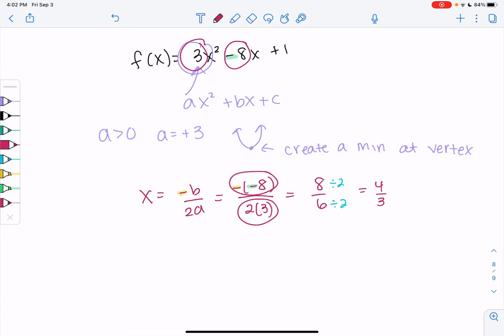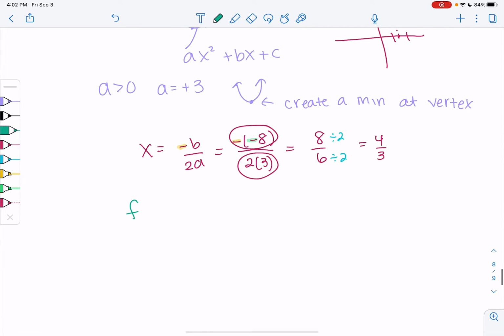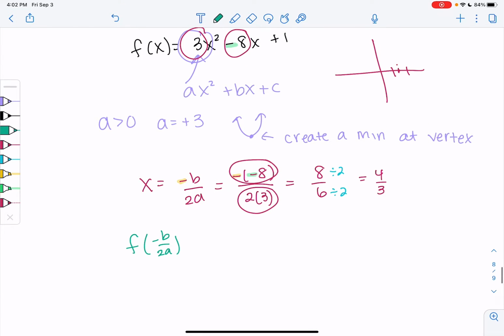So if I were to graph this, we would go to 4/3, which is a little bit past 1. So it'd be somewhere here, and we just need to find the y value now. To find the y value, we learned that we can plug this value in. So f of negative b over 2a, or f of 4/3. So we're going to plug in 4/3 for all the x values. So we're going to do 3 times 4/3 squared minus 8 times 4/3 plus 1.